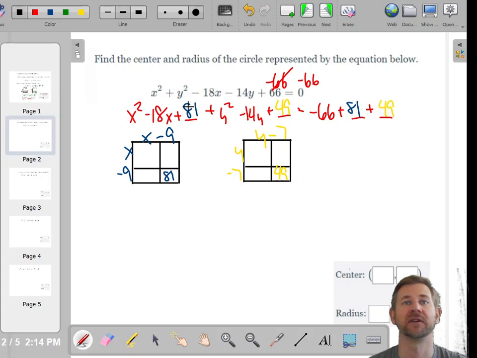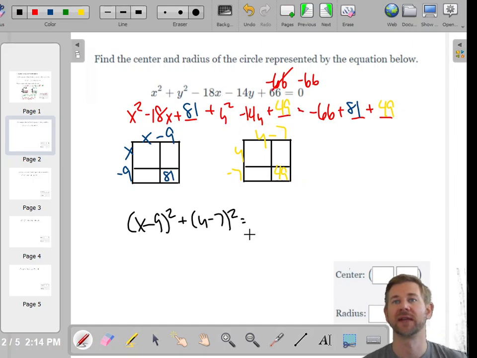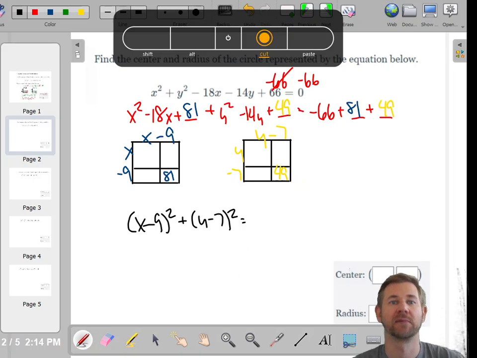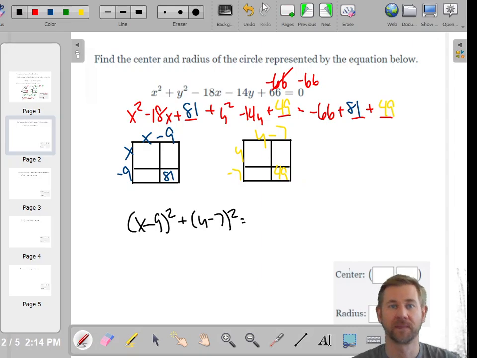And now I'm going to factor. So this factors to x minus 9 squared, and this factors to y minus 7 squared. And on the right side, I just need to make sure that I combine like terms. So negative 66 plus 81 plus 49 is 64.